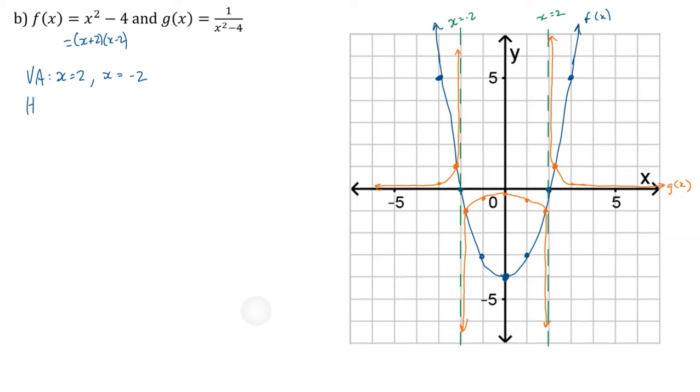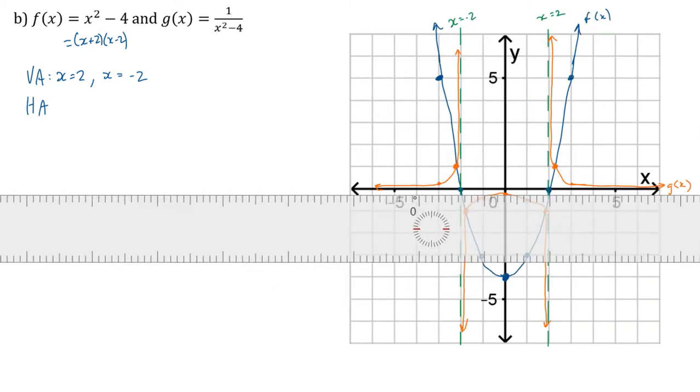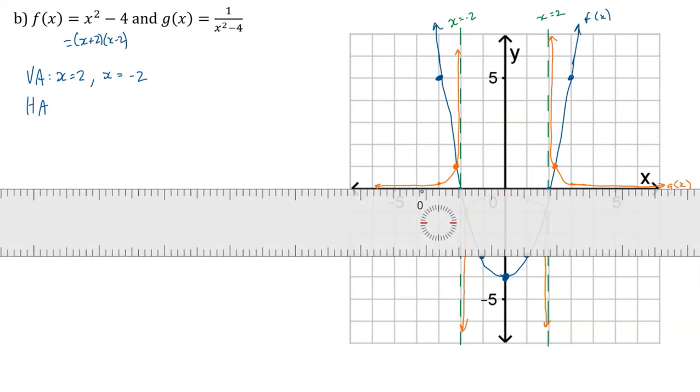Horizontal asymptote. Oh, we haven't drawn the horizontal asymptote. So there is obviously a horizontal asymptote at 0. I'm going to give you a little tip here. For these functions, not the ones that we're starting tomorrow, but for these functions, it's always just at 0. So if you can remember that, you could draw it in right away.